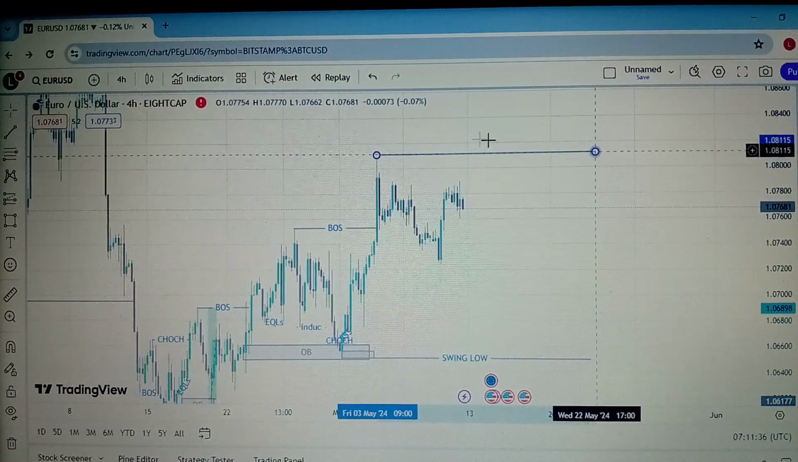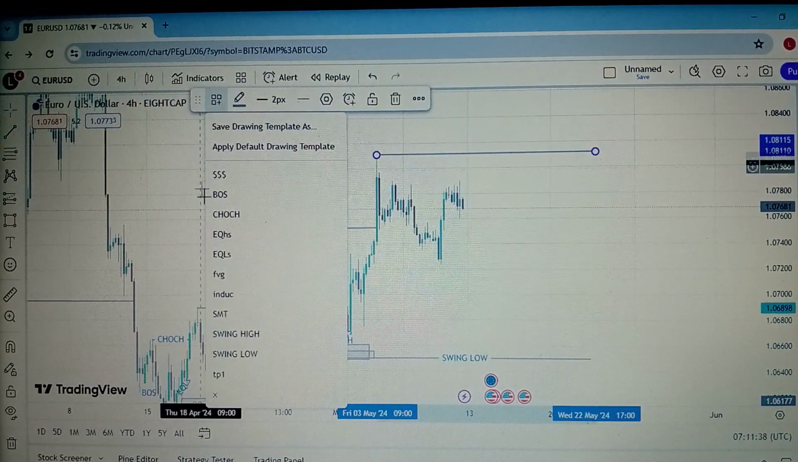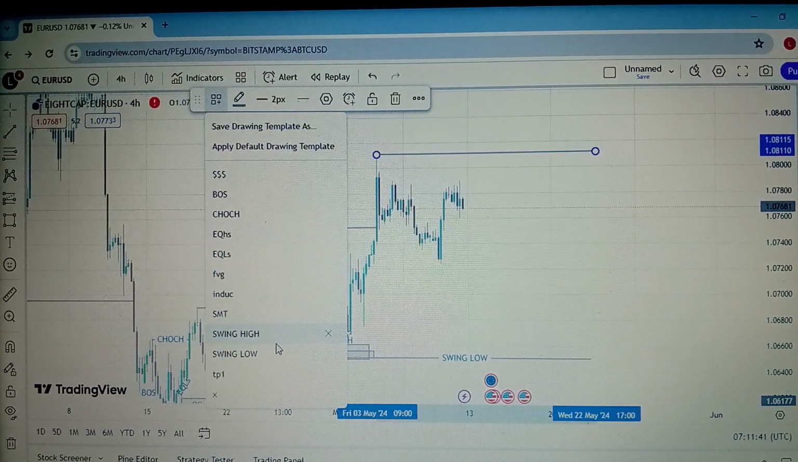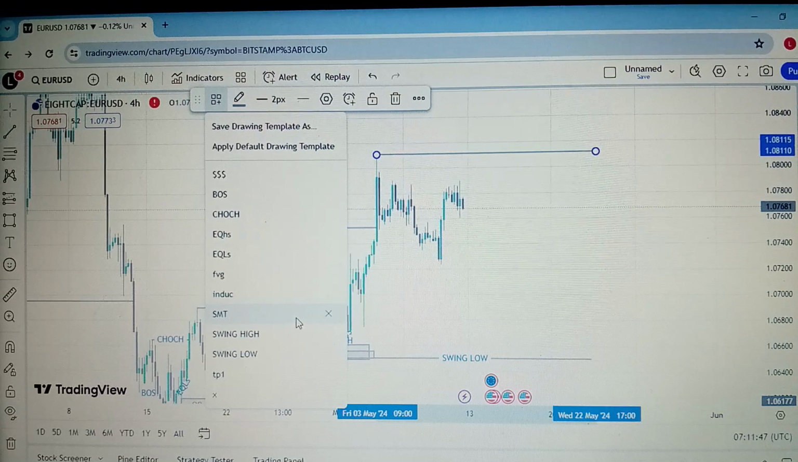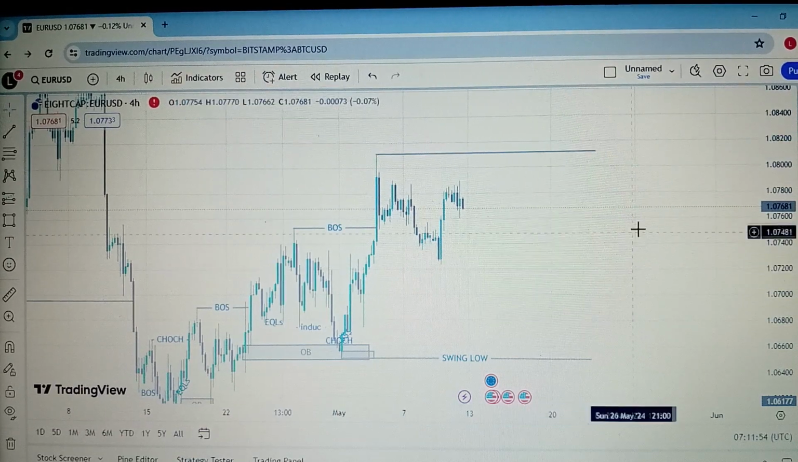Anyway, don't forget the three candle pullback. It's simply three candles in the opposing direction that meet and break each other in succession. That's the three candle pullback. So this is my swing high up here.